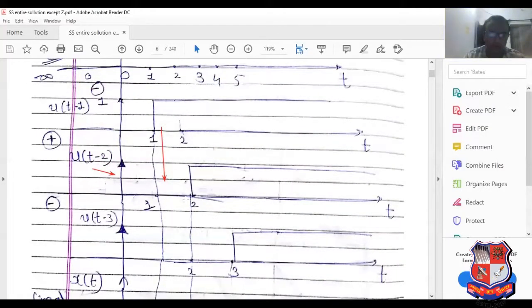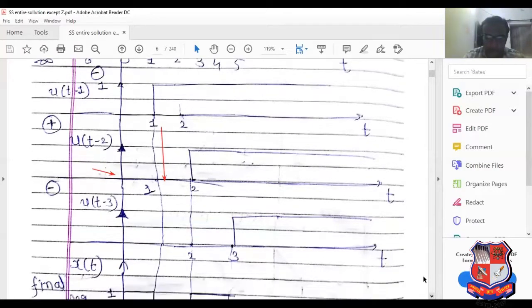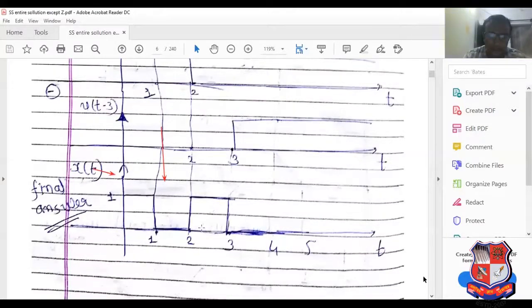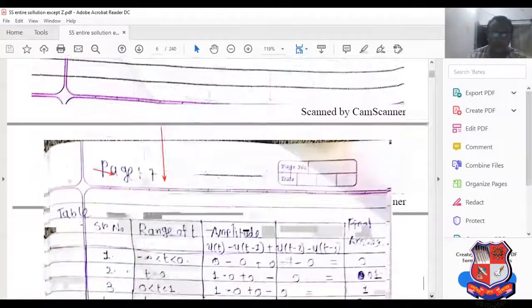Now u of t minus 2. So 2 to infinite, amplitude is 1. 3 to infinite, amplitude is 1. So here it can be considered as 0 to 1, 1 to 2, 2 to 3, 3 to 4. So we can get this type of graph, which is known as x of t. See this very clearly. I have explained this also.